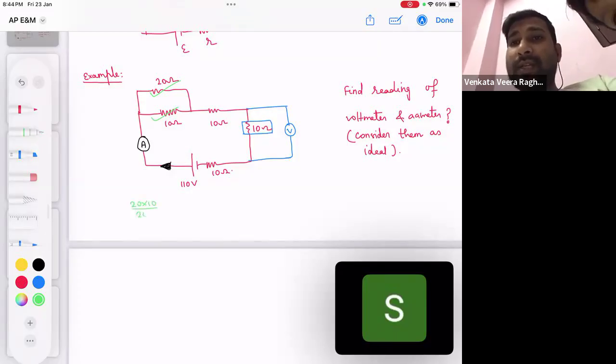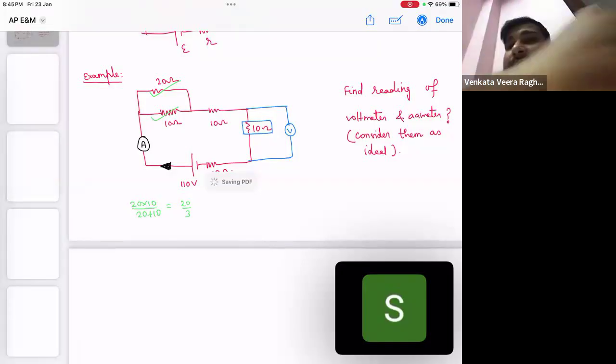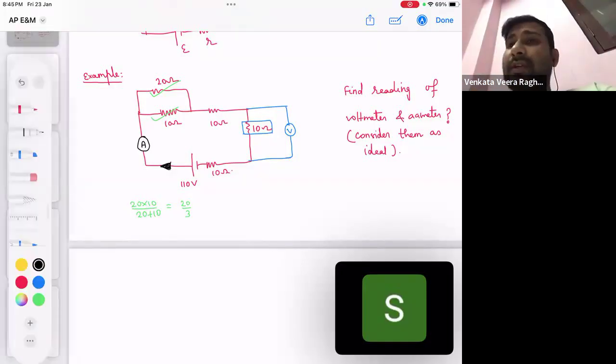So 20 into 10 by 20 plus 10. So what are we getting? We are getting 20 by 3. And if you look at the other resistances, this 10 ohm, 10 ohm, and another internal resistance of 10 ohm, you will find that these three 10 ohms are connected in what? Series. So 30 ohm it will become.